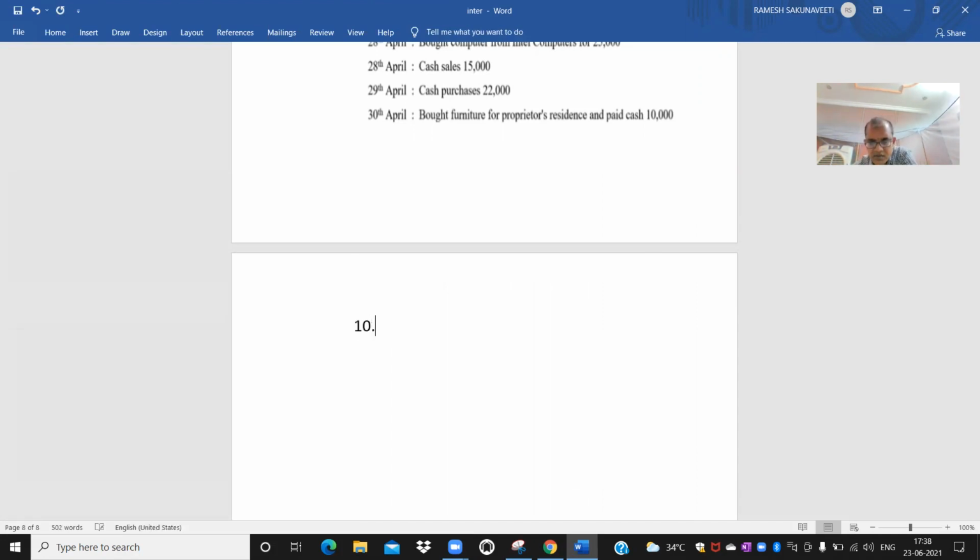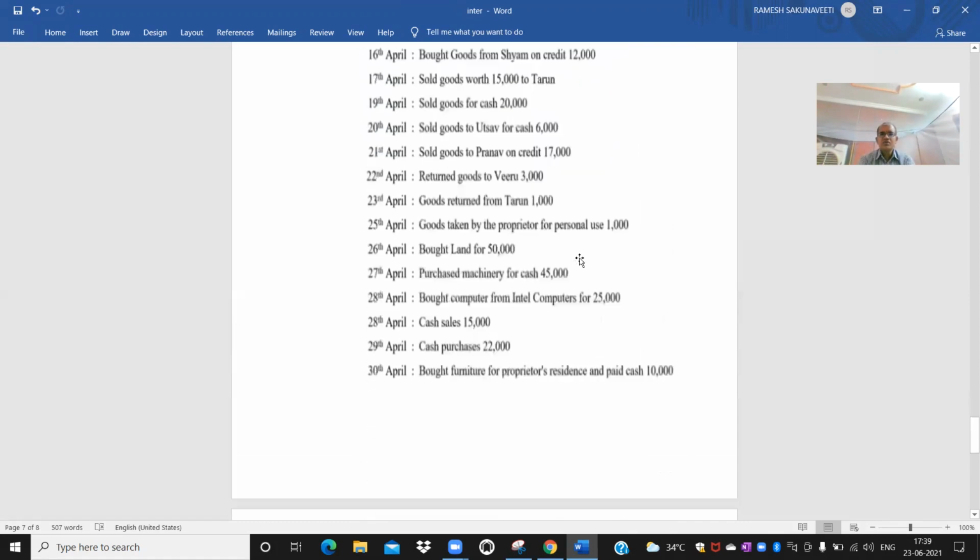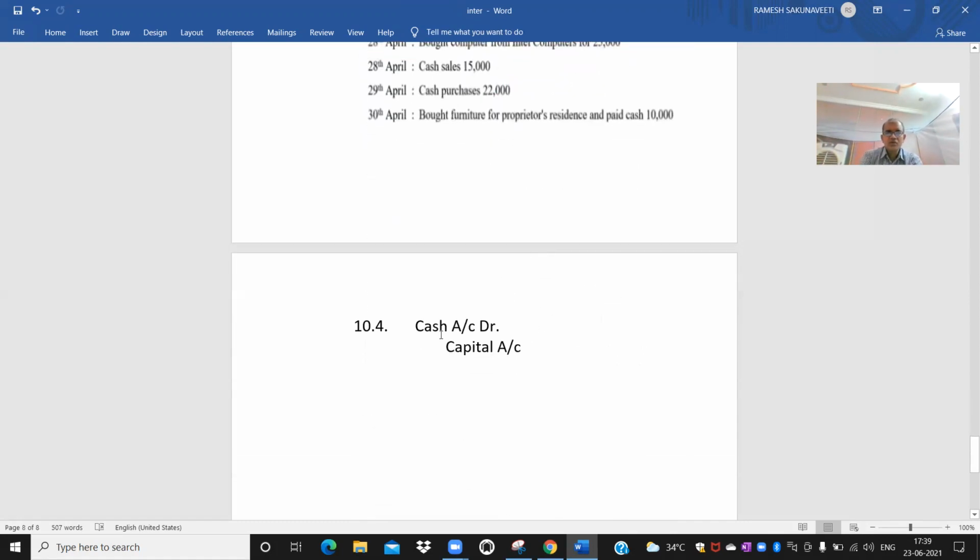Tenth April means 10/4. The year is not given in the problem, so I am also not taking. He started his business with some amount, so it is cash account debtor to. Whoever gives us, we have to give credit to him. But here in his books, you cannot write his name. Business entity concept I mentioned. Cash account debtor to capital account. Commenced the business with a capital of 1 lakh rupees. So cash account debtor 1 lakh rupees to capital account 1 lakh.